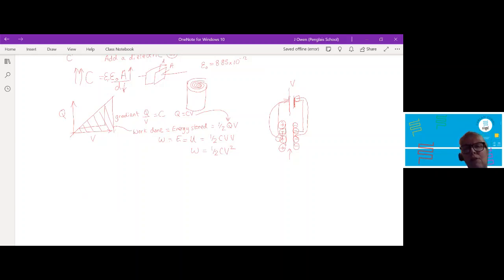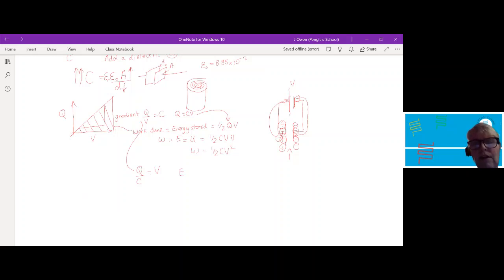Now, there are other equations that you can use instead of half CV squared, because I can substitute for Q, which is what I've done. I can also substitute for V. So using this equation again, V is Q over C, and I can put that in for the voltage.